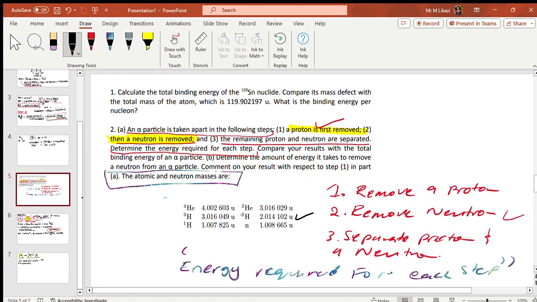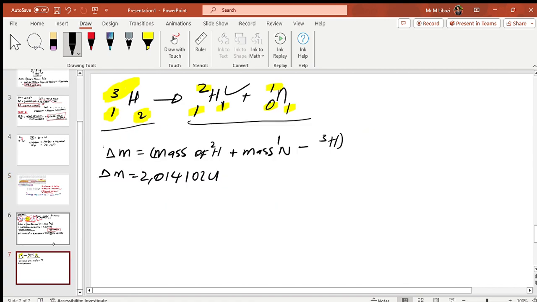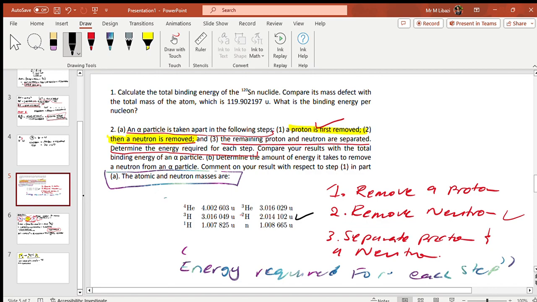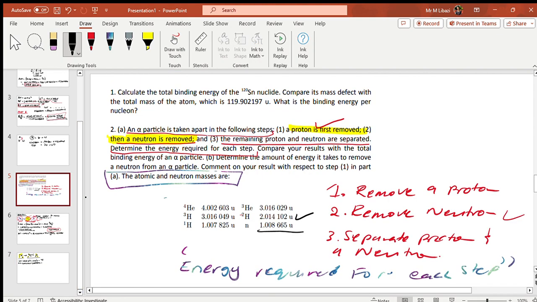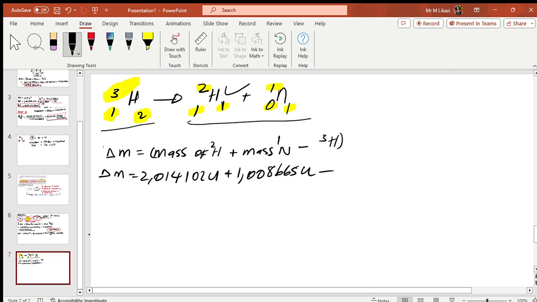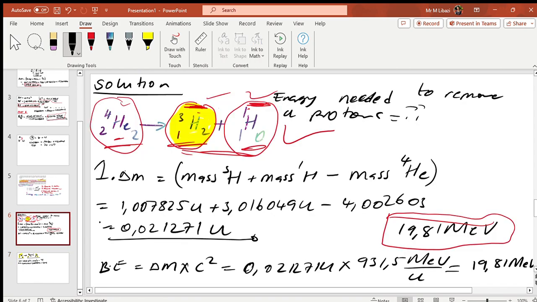Yes. And then now we have the mass of a neutron, and it is this one, which is 1.008665, so plus 1.008665 U, and then minus hydrogen 3, which is this one, 3.016049.